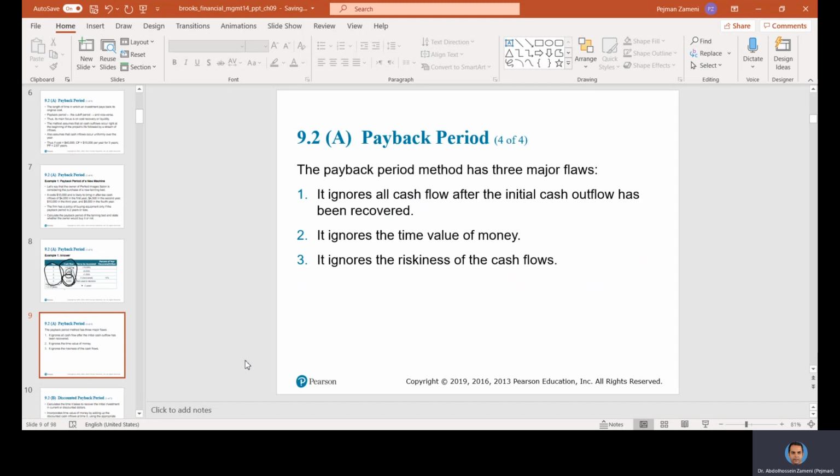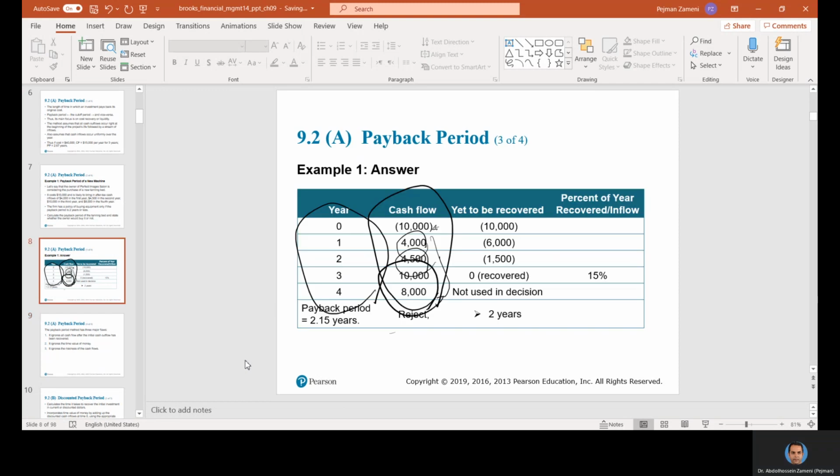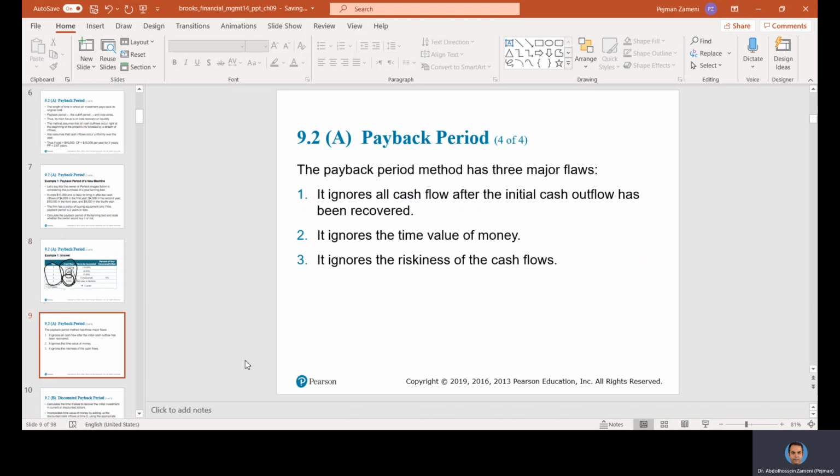It ignores the time value of money. See, we just simply added these two cash flows, the 4,000 and the 4,500. We didn't incorporate the discounting factor and the time value of money, which is the flaw and the problem of this method. It ignores the riskiness of the cash flows as well.